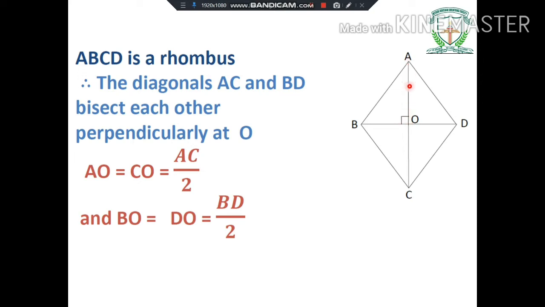So can you apply Pythagoras theorem here? Yes, this is the hypotenuse. So AB square is equal to AO square plus BO square. This is according to Pythagoras theorem.